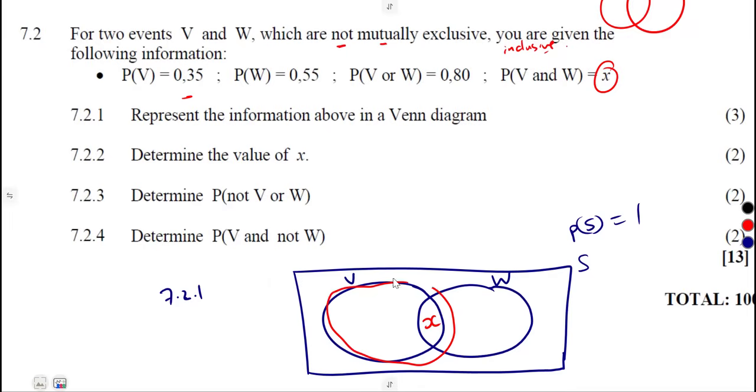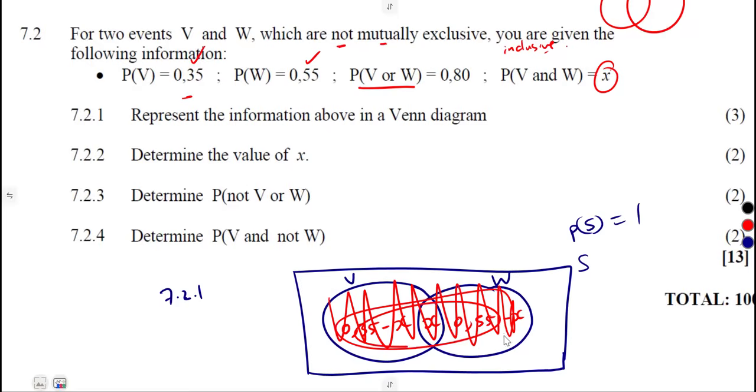Then V is 0.5, the whole set of V. But there's one X there, which is between V and W, the probability of both. So we must subtract that X: 0.35 minus X. All right. W is given, so we must subtract: 0.55 minus X. Then they gave us the probability of V or W. When you combine these two, that's what you're given there, 0.80.